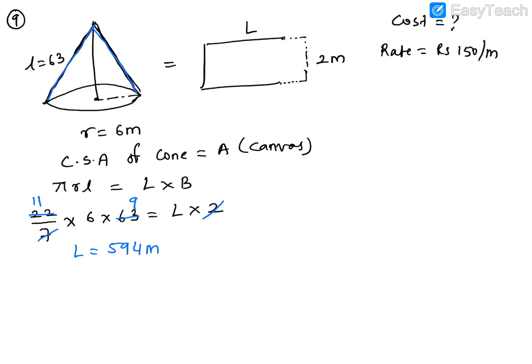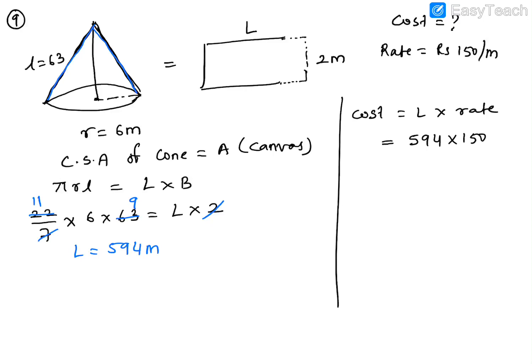Now how will you find out the cost? So cost is equal to length into the rate of the cloth. So the length of the cloth is 594 and the rate of the cloth is 150 rupees. So when you multiply, you'll get the answer. Okay, the answer they've given is 89100 rupees. Okay, so this is again a 3-star problem, guys. Now next problem, number 10. Again this is also a 3-star problem.